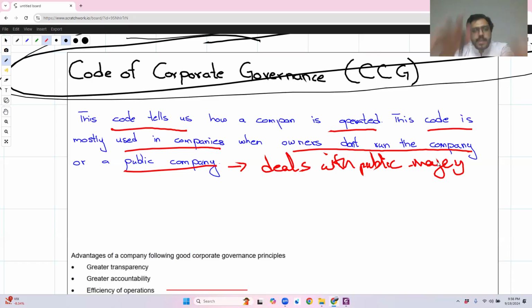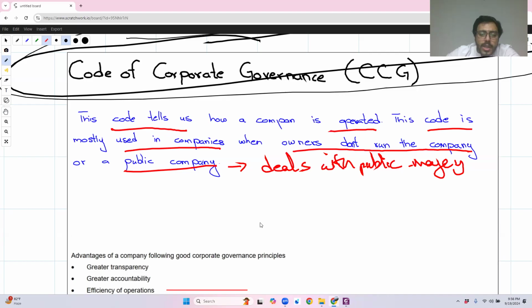Any company that is listed, who is investing in those companies? All the general public is investing within those companies. Millions and millions of general public, people like you and me, all of my students are investing within those companies. So that company is now dealing with public money, right? So they must have CCG now. Banks, even if it is a private bank, let's say you own it and you run it from today, but still CCG has to be involved.